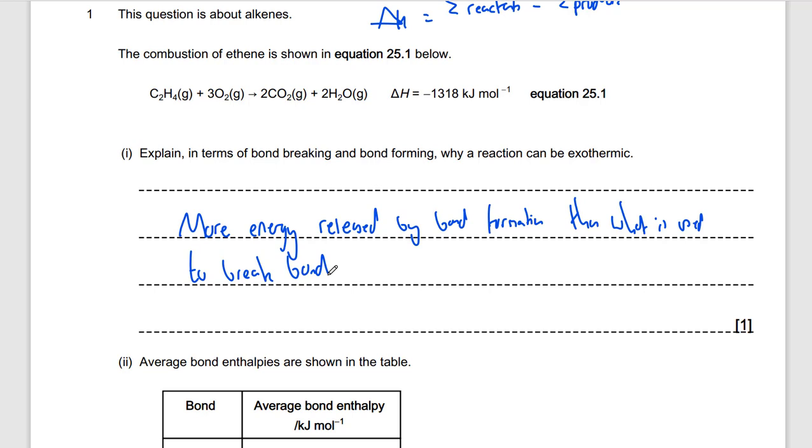You have to talk about the energy being released by bond formation, the energy being used up to break the bonds, and the fact that you're getting more energy back from the formation of the bonds than what you had to put in to break them originally. So again, for a one marker, there's just one sentence. It's something you can just commit to memory. And of course, the opposite holds true. If a reaction is endothermic, then more energy is required to break the bonds than you get back by making them. So nice and straightforward.